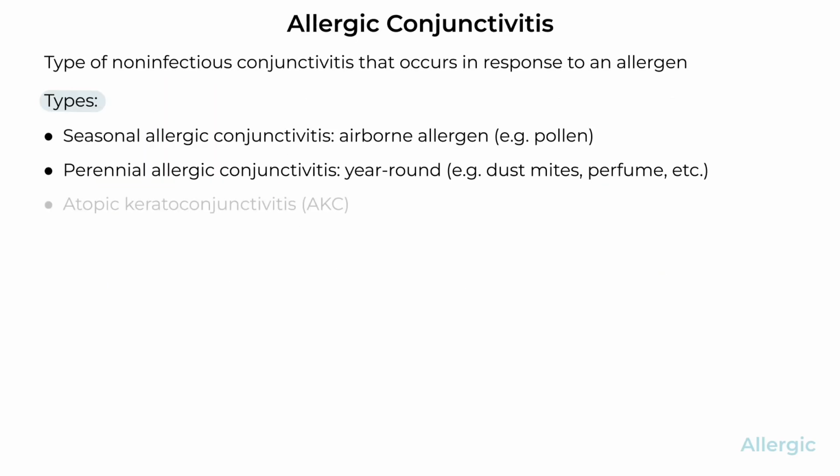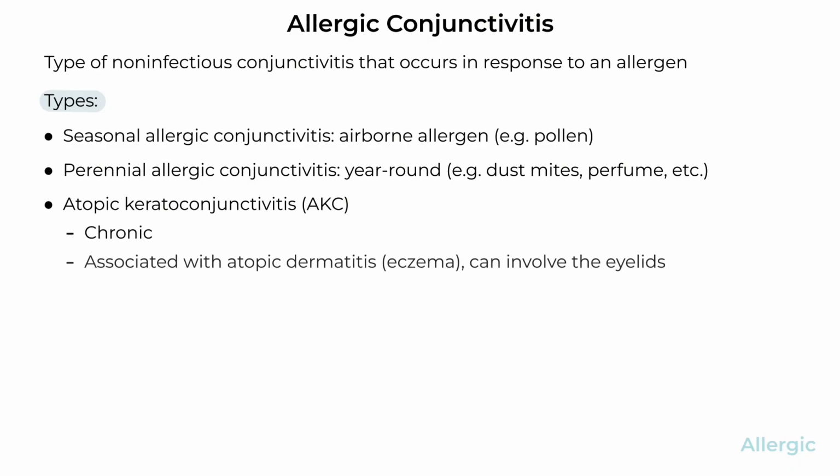Other types include atopic keratoconjunctivitis, or AKC. It's chronic and often associated with atopic dermatitis like eczema, which can involve the eyelids, and there's often a history of other atopic conditions like asthma.